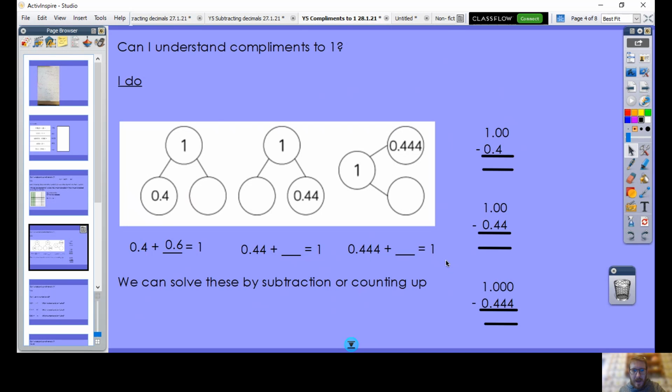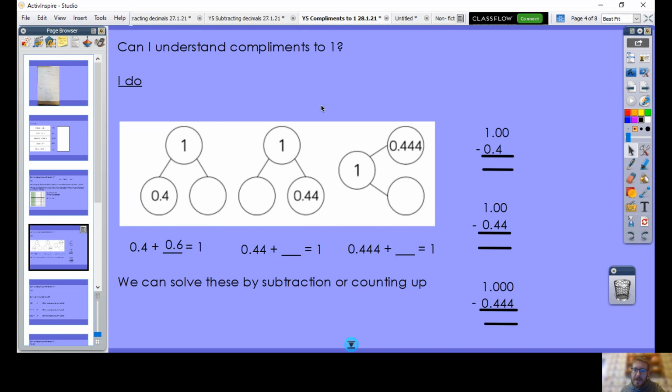Another way of looking at it would be using part-whole models. So our whole is 1 in each of these, and we've got different parts. We can think about how we might use our number bonds to help us. Number bonds to 10, number bonds to 100, number bonds to 1,000. But we could also think of it as a subtraction as well, because whenever you've got a part-whole model, you've got the whole, you've got one of the parts, you subtract that one part from the whole to be able to find the other one.